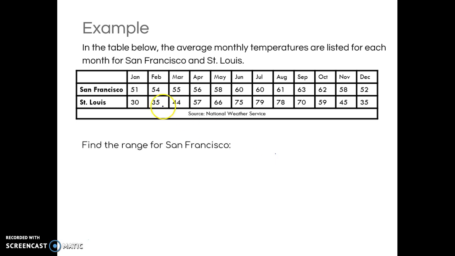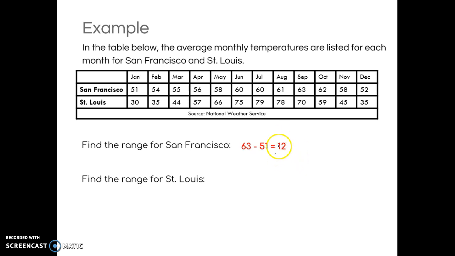Okay, so what they want us to do here is find the range for San Francisco. So we want to look at San Francisco and see what the range of temperatures is. We find the highest temperature, which I believe is 63, and then we find the lowest temperature, which is 51, and we subtract the two, and we get 12. So the range of temperatures is only 12. It means that the weather is pretty consistent throughout the year.